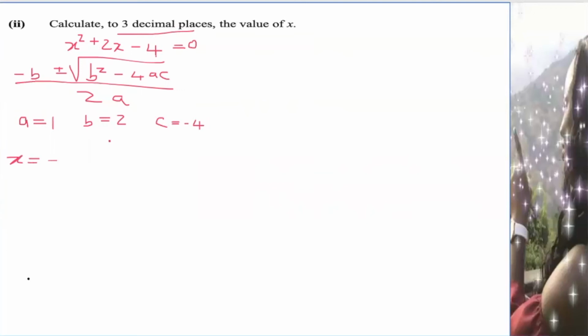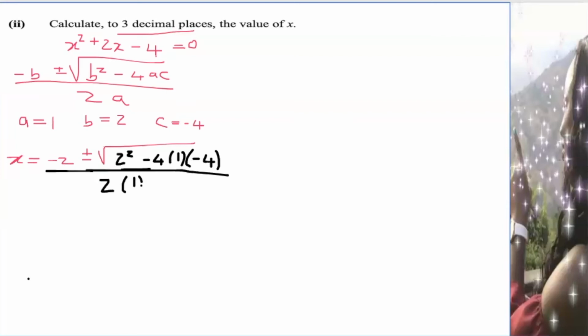So finding out what is x, I have minus b. B is 2. And then I will have plus or minus square root b squared. So 2 squared minus 4ac. So minus 4 times, I'll put a in brackets, so 1 times c, which is minus 4, close my brackets, all over 2 times, what is a? A is 1. 2 times 1.